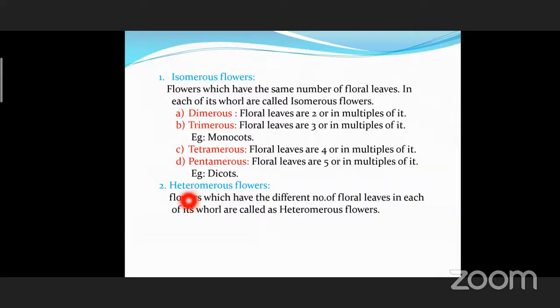Second one, heteromerous flowers. Hetero means different. Flowers which have a different number of floral leaves in each of their whorls are called heteromerous flowers. Okay, students, do you understand? Isomerous flowers and heteromerous flowers. Iso means similar, hetero means different. Di means two, tri means three, tetra means four, penta means five. Okay. Next, we will go to the next slide.